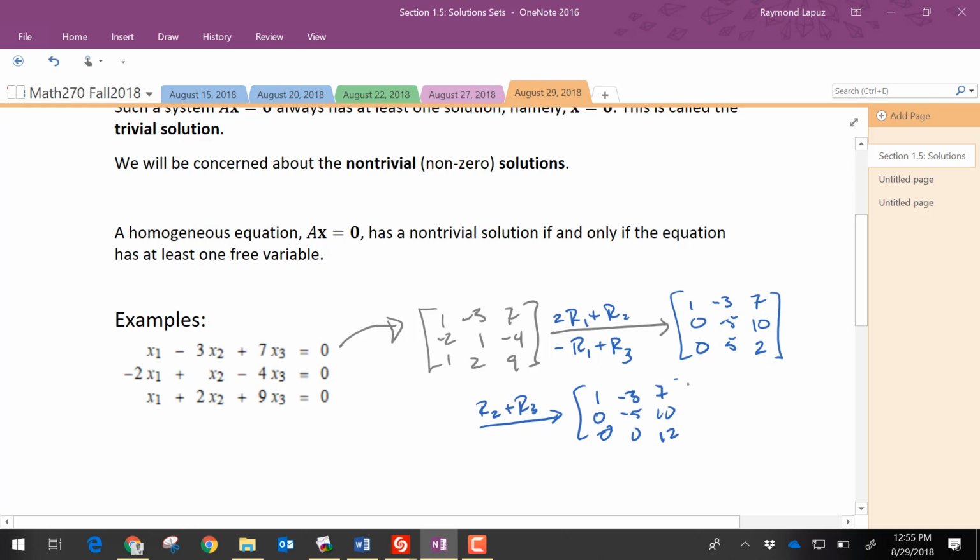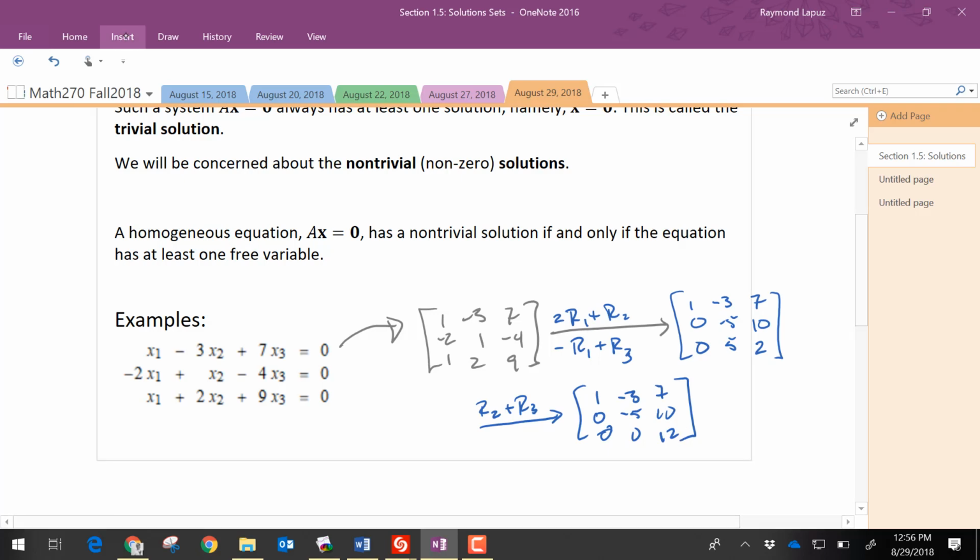12. So I could stop here. We can do the reduced row echelon form, but if I stop here, remember that the augmented part is just a bunch of zeros that I didn't write. If we look at this, these columns represent the variables x1, x2, and x3. We see that there's a pivot column in each of these columns. There are no free variables, and so we're going to have only the trivial solution.